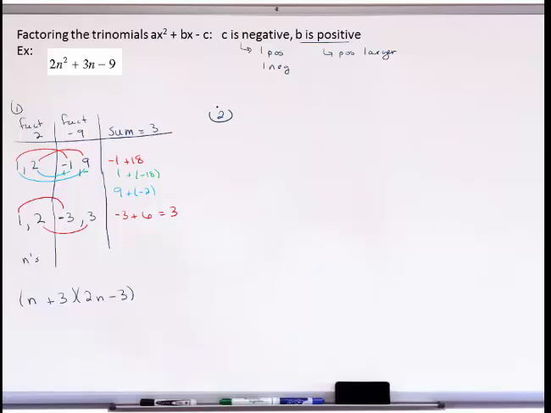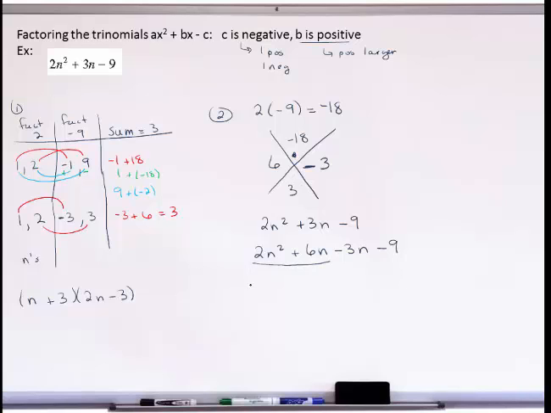Using my big giant x conversion, I'm going to be 2 times negative 9 to give me negative 18. And I want to find factors of negative 18 that will give me a sum of 3. 2 and 9, 6 and 3. Okay, so I've got a 6 and a 3. I want one of them to be negative. Since this is positive, that makes my smaller number negative. I replace my 3n with 6n and negative 3n.